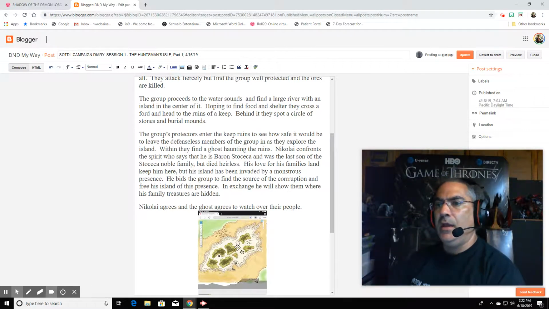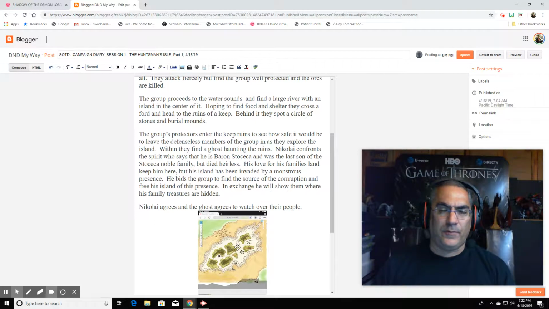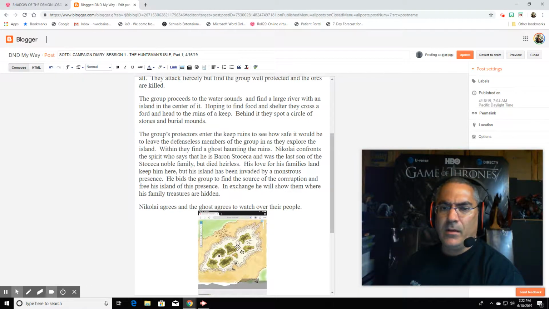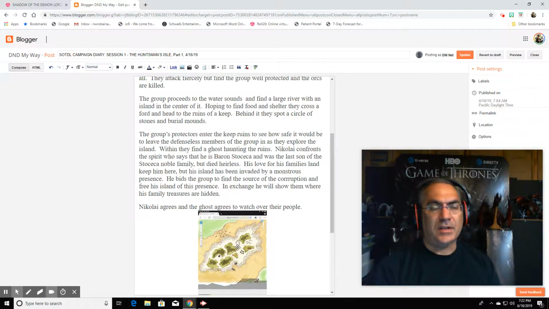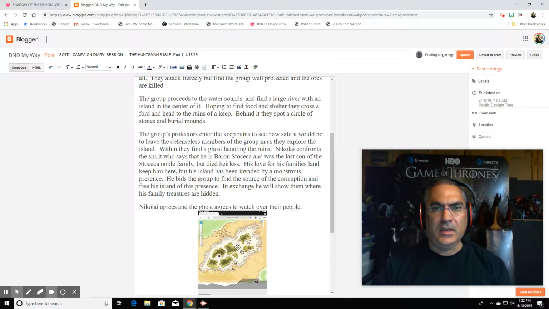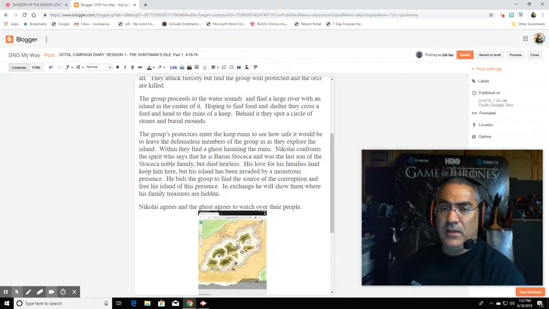So he implores them to aid him in destroying the corruption that has pervaded the island. Is that a word, pervaded? Probably not. That has invaded his island. And so they agree because they want loot. As part of the agreement, they ask if the ghost would watch over their traveling companions. So the ghost agreed. They leave the keep to go get the NPCs, when two monsters appear to them.